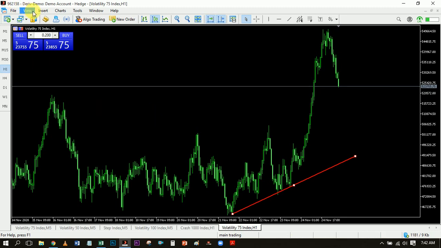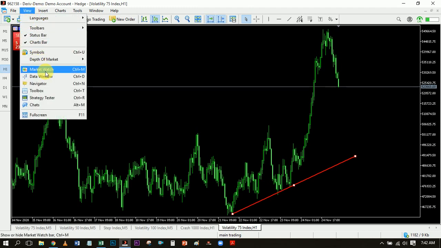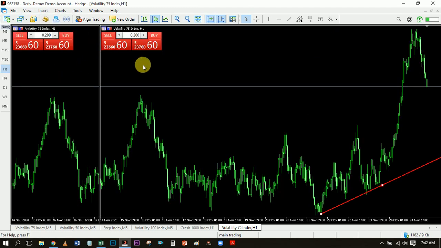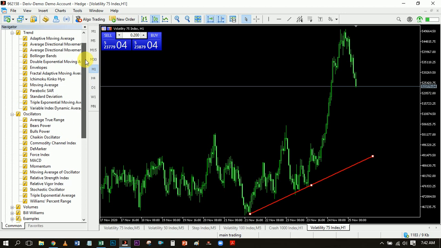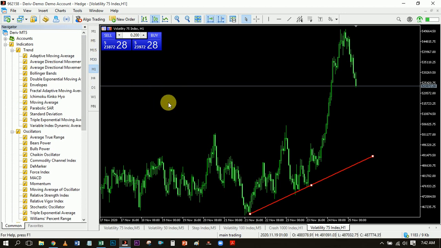Now, to add a moving average, just go to Navigator. Yes, this is for PC. For your mobile phone, you just see an F sign. You see an F, that's F for Foxtrot. You see an F sign on your mobile app, that's your MT5 app. Just click on it and you see all the moving averages will come up.